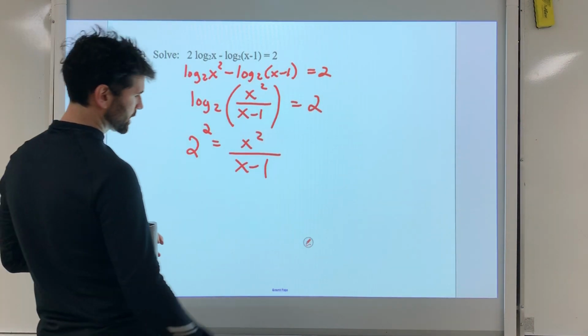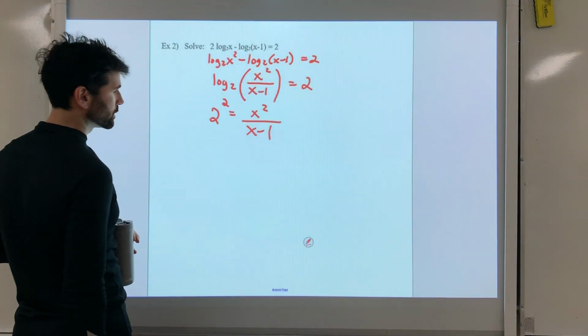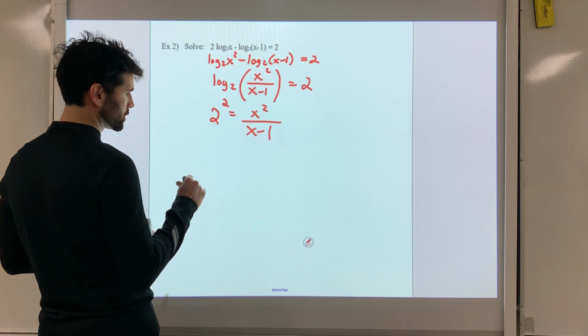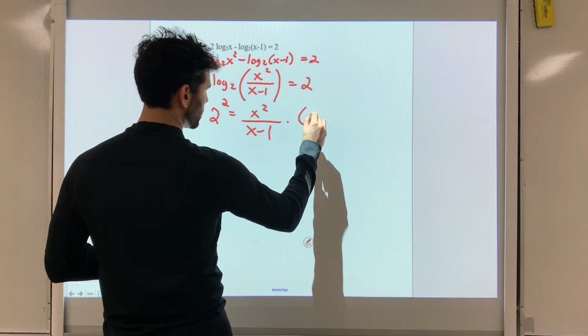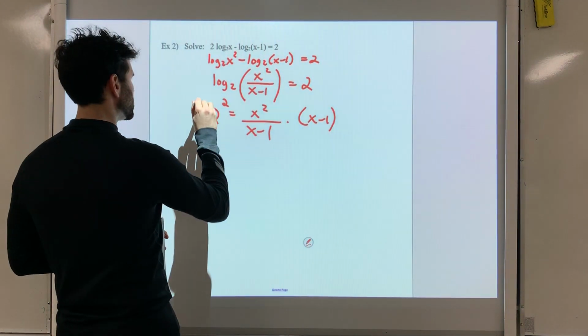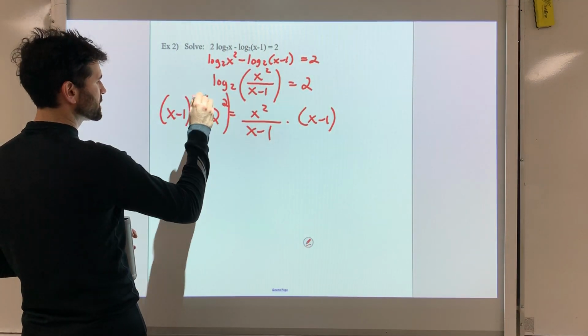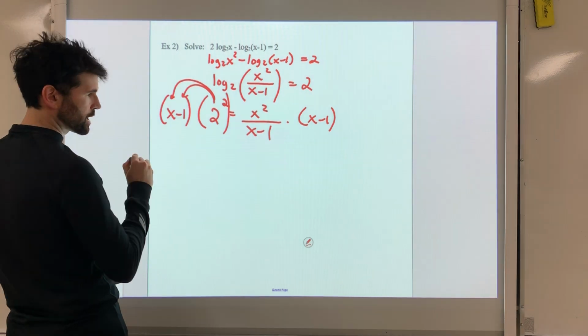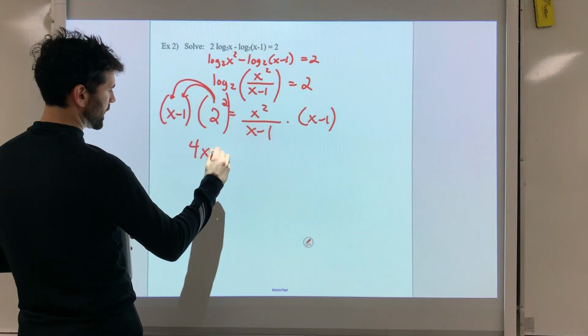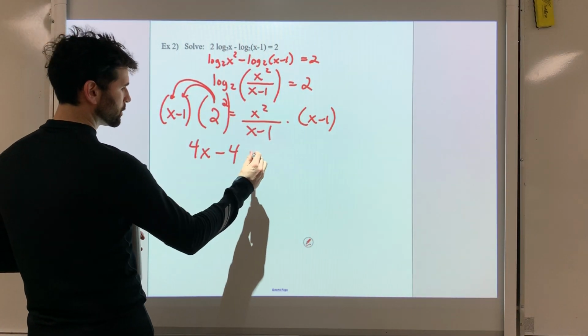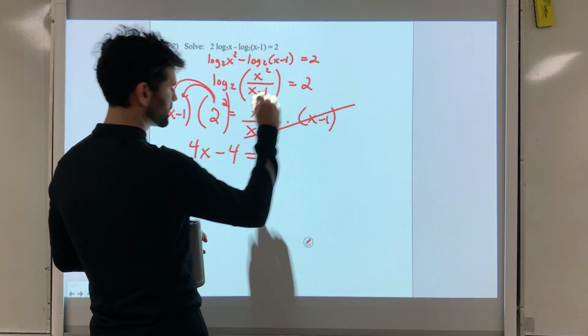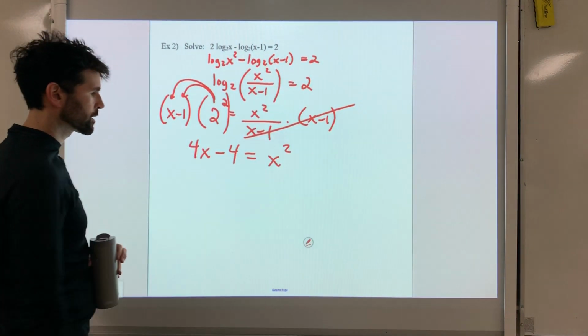Now you can simplify. So now you're back in grade 10 or grade 11, whatever it is. So 2 to the power of 2 is 4. And I'm going to have to multiply both sides by x minus 1 to get that out of the denominator. Okay, so I got 4 times this. I'm going to distribute that into the brackets. So that gives me 4x minus 4 equals, on this side, those two things cancel, I just have x squared.